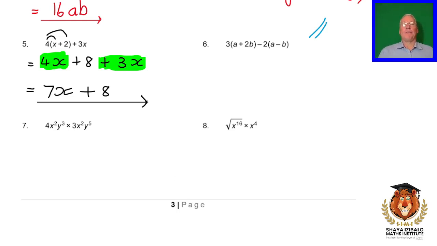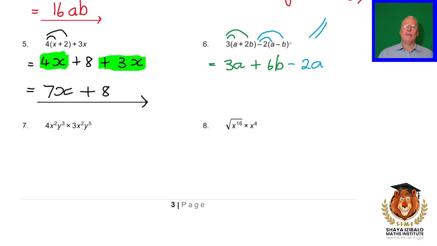Okay, number 6. We're going to multiply the 3 by the a and by the 2b. Then we are going to multiply the negative 2 by the a and the negative 2 by the negative b. So let's just have a look at what's going to happen here. 3 times a, 3a. 3 times 2b, 6b. Negative 2 times a, negative 2a.